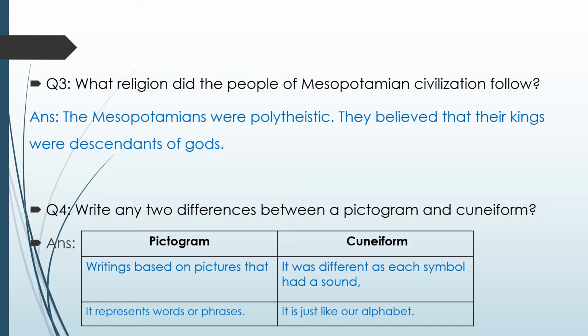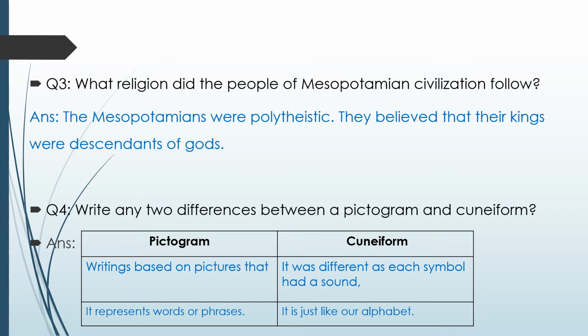Write any two differences between pictogram and cuneiform. You will do it in the form of a table as well. Whenever we do differentiation, we do it in the form of a table. So in one column you will be writing pictogram, in the other you will be writing cuneiform. Pictogram, writing based on pictures, represents words or phrases. Cuneiform was different as each symbol had a sound. It is just like our alphabet. So these were the two differences between pictogram and cuneiform.